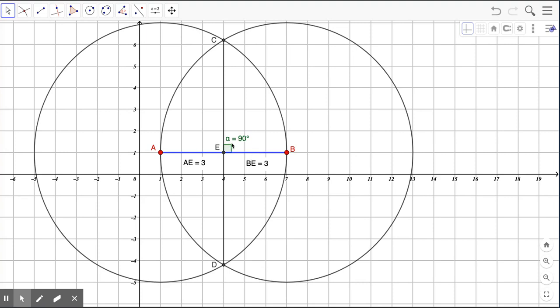So we got our 90 degrees, we got our equidistant segments. So that means that E is the midpoint and that these lines are perpendicular. Therefore, this segment that we drew, CE, is a perpendicular bisector of AB.